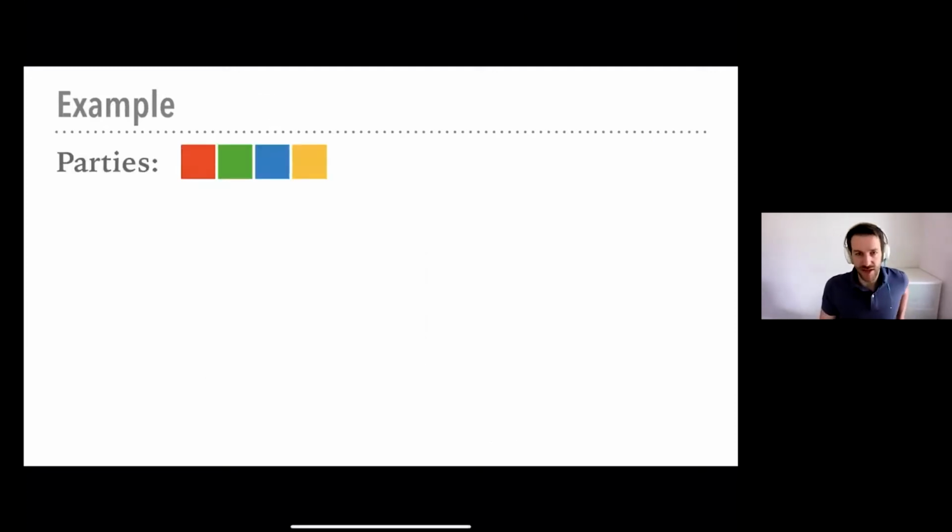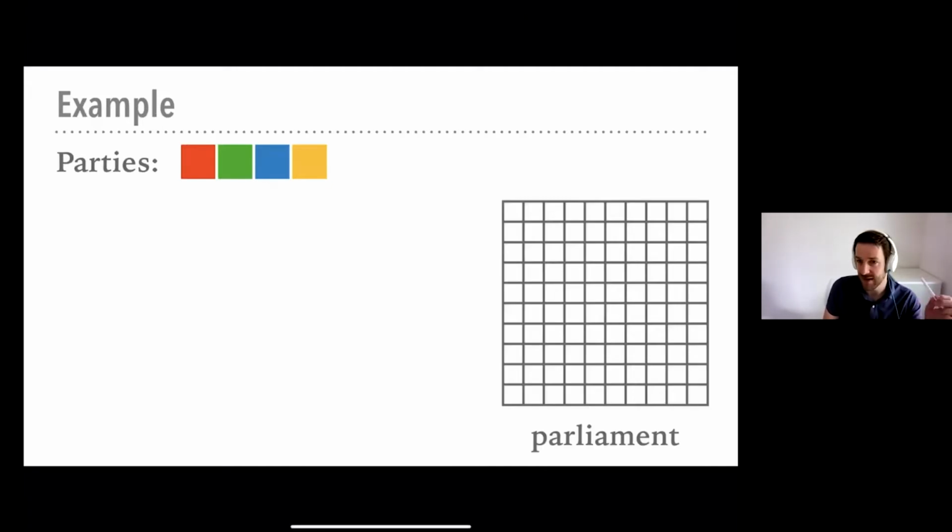So here's a concrete example. Let's say we have 4 parties. And by the way, in all of my slides, I try to avoid notation as much as possible. Almost everything will be explained by pictures. So if anything is unclear, you should just jump in and interrupt me and I'll try to formalize it for you. I use colors for parties and have a parliament with a fixed number of seats.